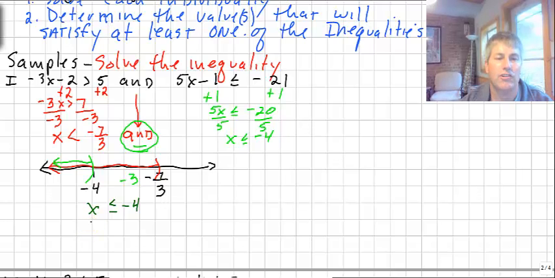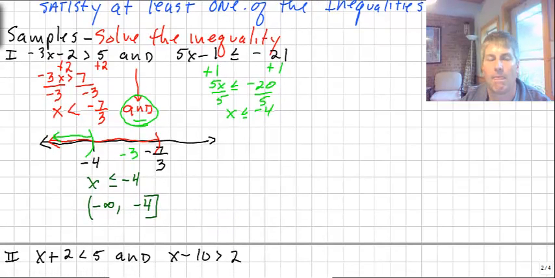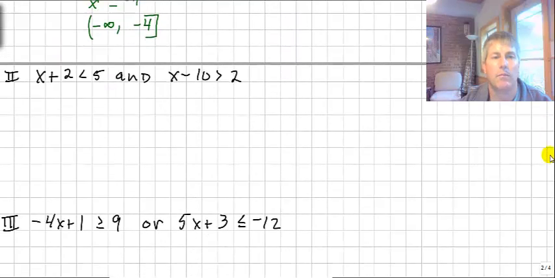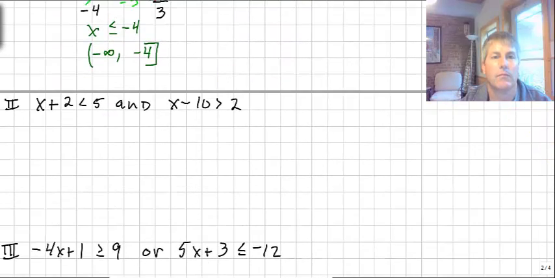And in interval notation, that's everything from negative infinity, less than or equal to, so our parentheses, negative 4. Let's go on to sample problem number 2. Let's take a look at this. X plus 2 is less than 5, and x minus 10 is greater than 2. Another and problem. I'm going to add 2 to both sides, and I get x is less than 7.